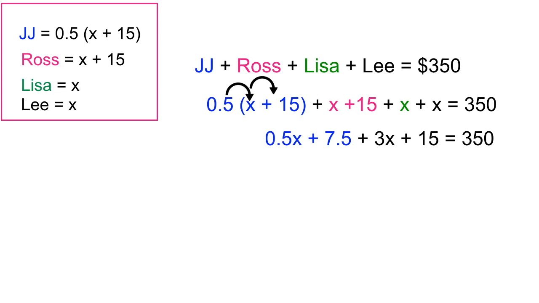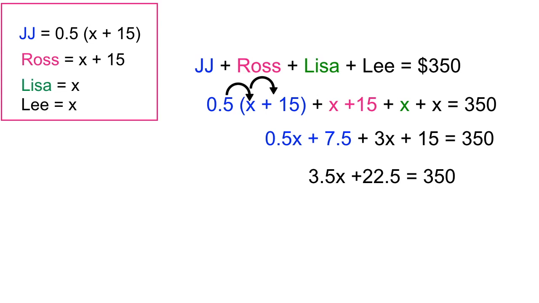So you're going to add all the terms that have an x value, so that's 3x and 0.5x together, and then you're going to add the whole numbers together on the other side. So ultimately you end up with this formula. And now it's pretty straightforward, right? So we want to isolate that x on the left side.